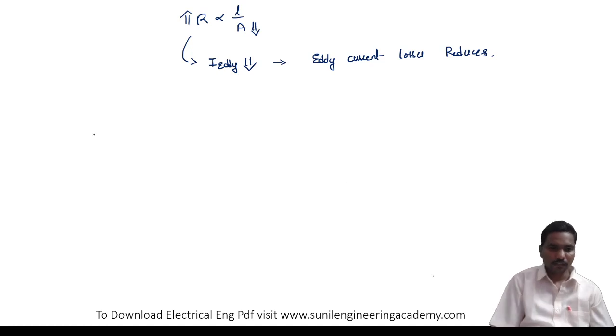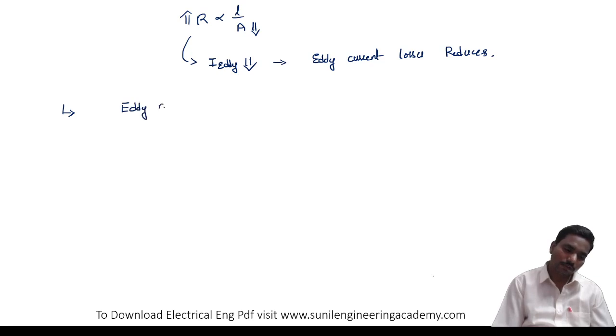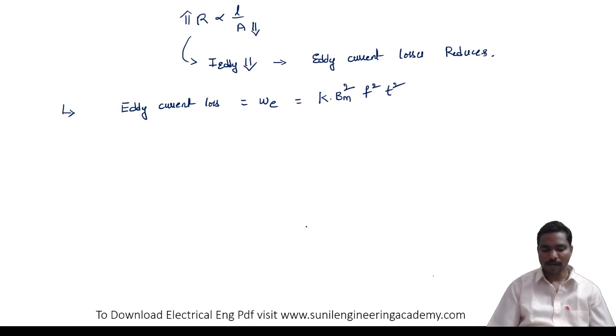All of you clear? Yes. Now coming to the formula of this eddy current loss. Eddy current loss formula: WE is equal to K into B max square, F square and T square. We know very well T is the thickness of lamination.